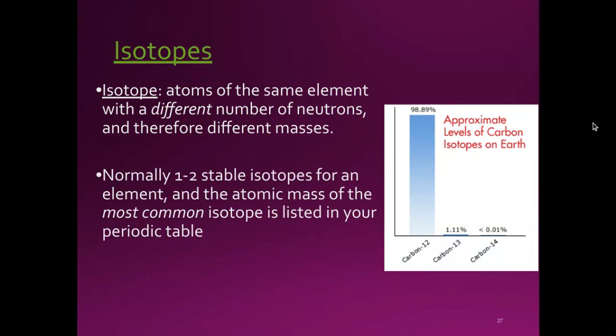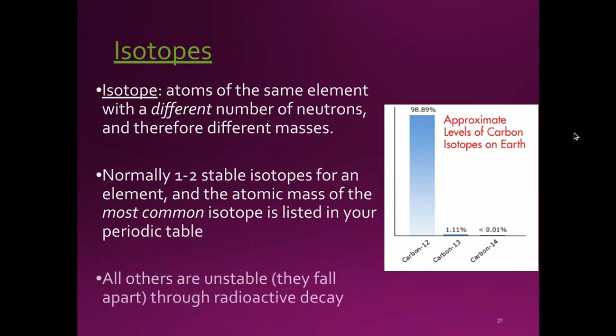There's normally 1 to 2 stable isotopes for an element, and the atomic mass of the most common isotope is the one that's listed in your periodic table. That's how we get those decimals, because we take into consideration these isotopes. All of those other forms of whatever element we're talking about are unstable. So like carbon 14, it's unstable, and they are going to fall apart through radioactive decay. And that's how we can actually determine the age of some very, very old things.